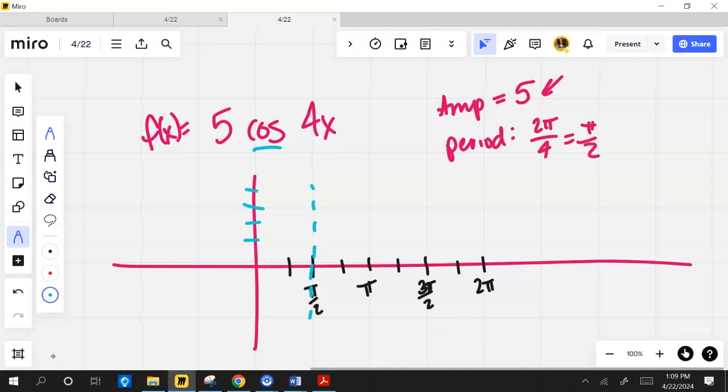2, 3, 4. I mean, I can print you one if you want to. The cosine of 0 is 1. All right, so we need this or no?